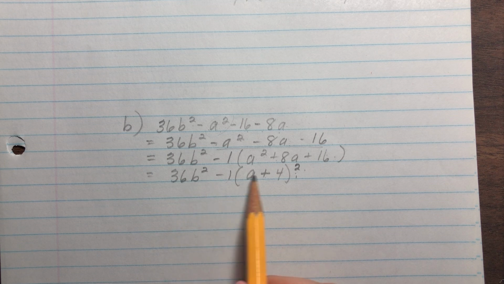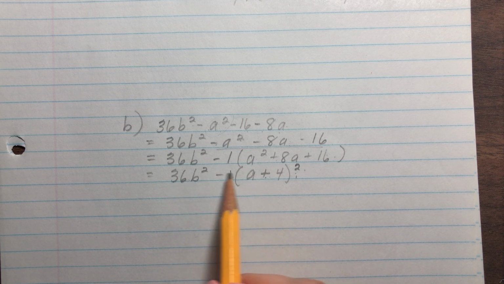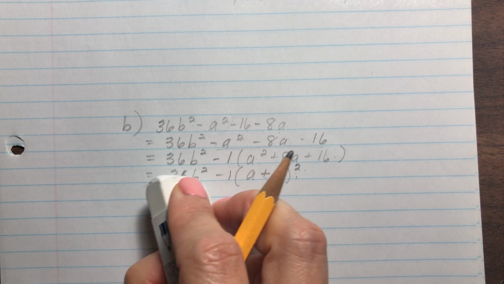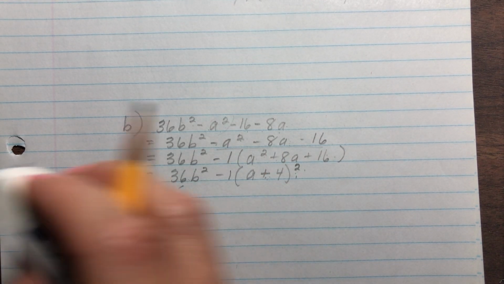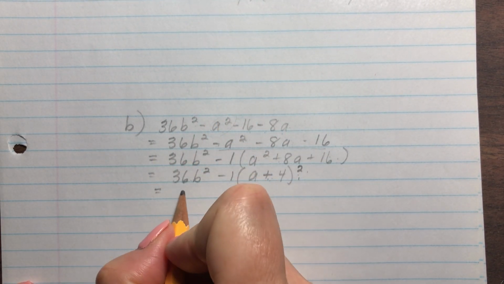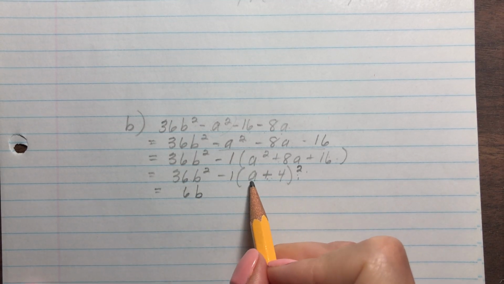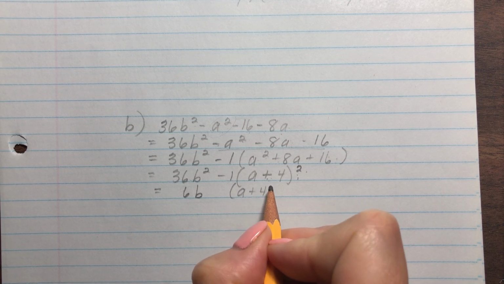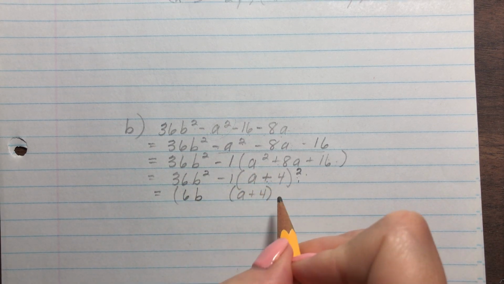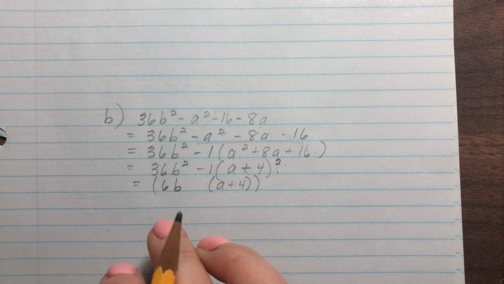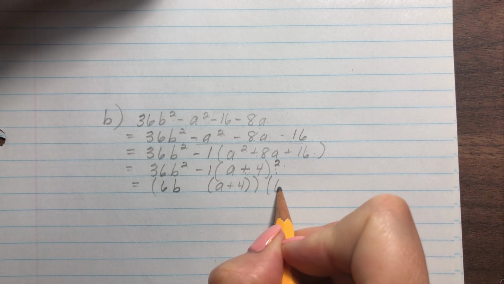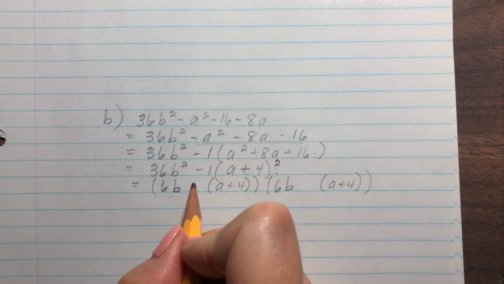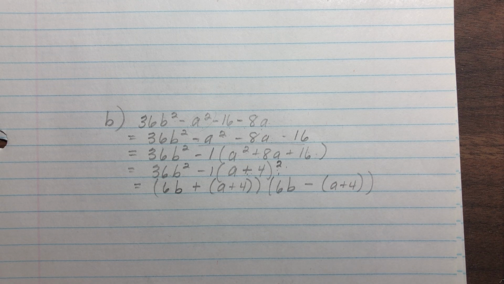This is a difference of squares. So now I take the square roots of each of these terms. Square root of 36b squared would give me 6b, because the square root of 36 is 6, and the square root of b squared is b. Square root of a plus 4 squared is a plus 4. And I'm going to put it in brackets here. So these are the 2 terms that will appear in the first factor and the second factor. And the terms will be separated by addition in the first bracket and subtraction in the second bracket.